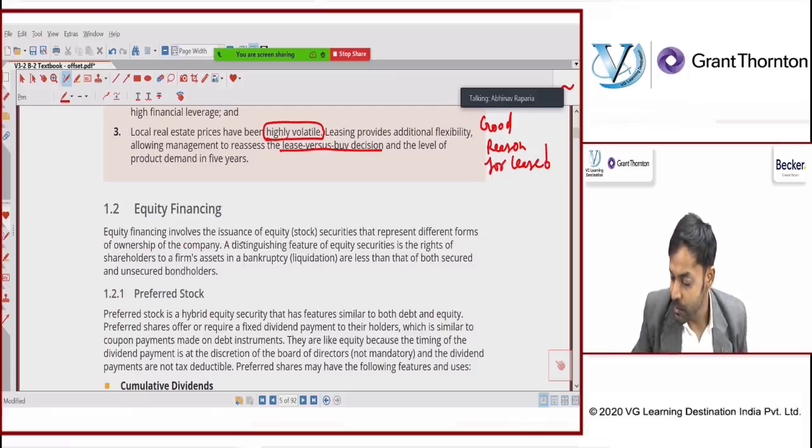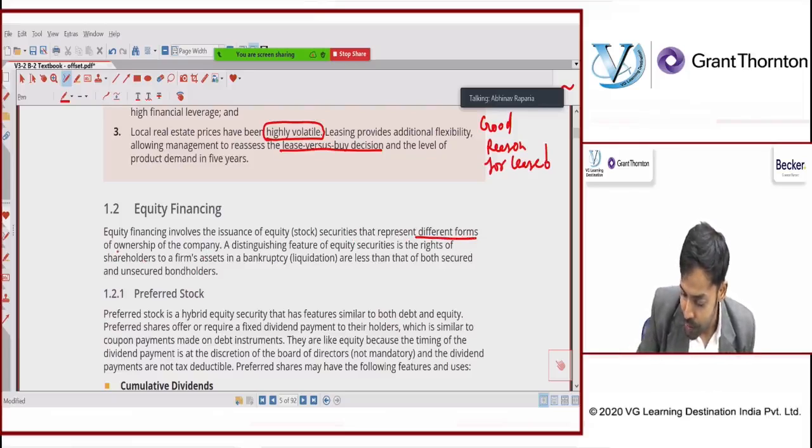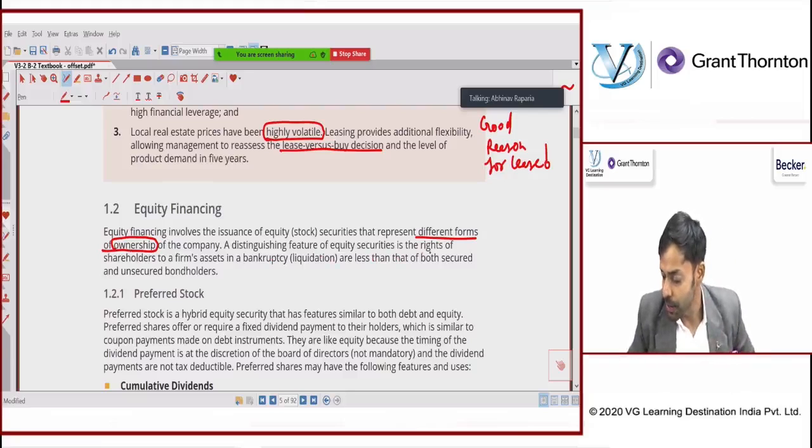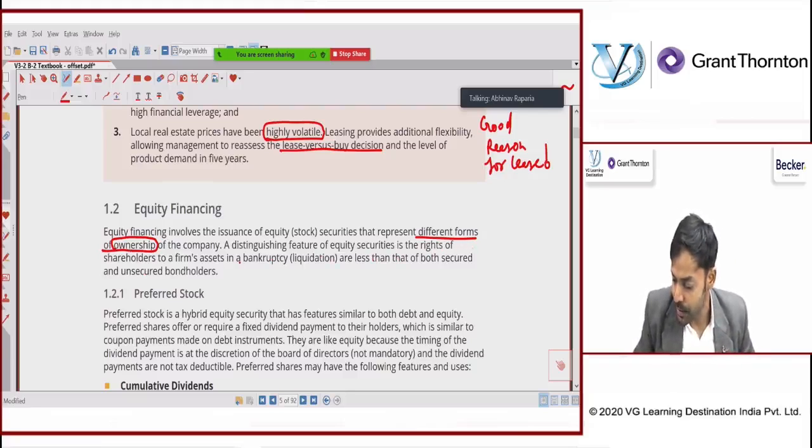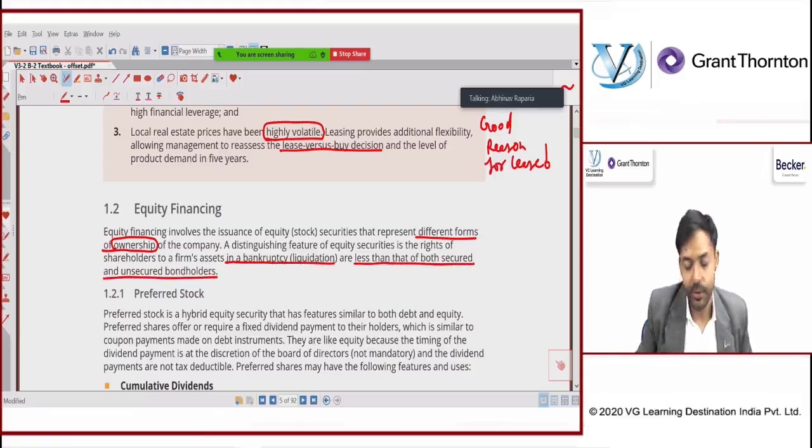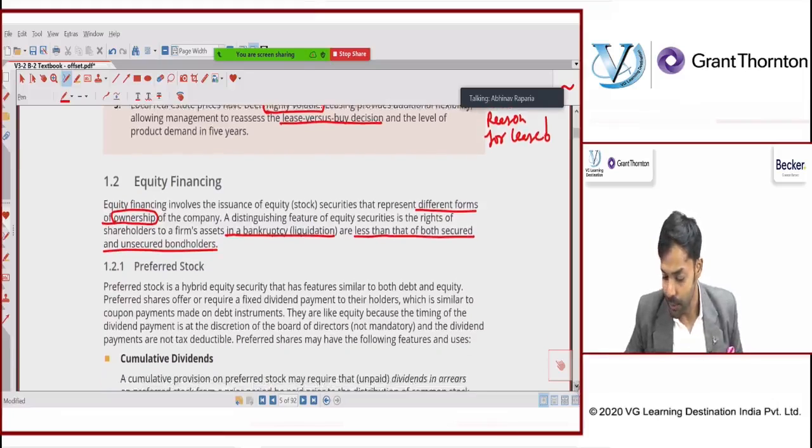Equity financing involves the issuance of equity securities that represent the different forms of ownership of the company, right? So basically these are the owners of the company. A distinguished feature of the equity security is that the right of the shareholders to the firm's assets in case of bankruptcy is less than that of both the secured and the unsecured bondholders. This is something we have already done. In case of liquidation or bankruptcy, you have the last right on the assets of the company.